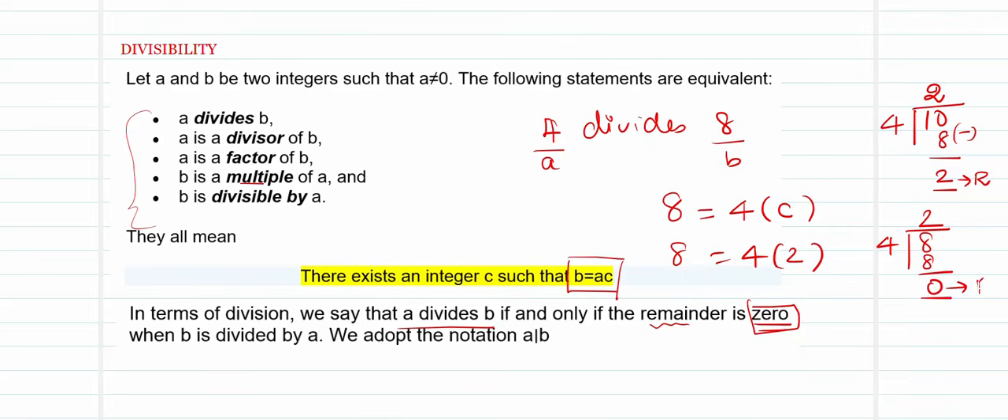remainder. Hence, we denote a divides b by the symbol a, a vertical line, b, and we read this notation as a divides b.